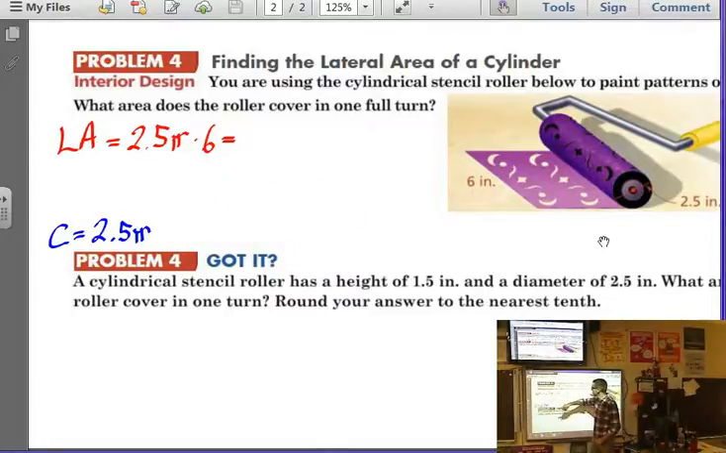Sorry, I get so excited. I want to solve everything. And honestly, when you're painting, you cover the ends of the roller. It ends up happening. So what do you get? 15 pi inches squared.